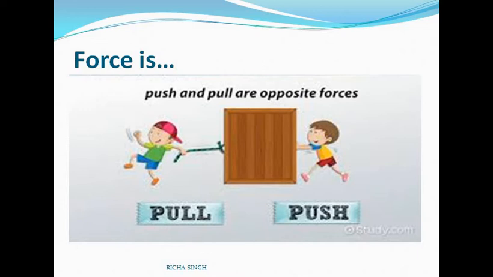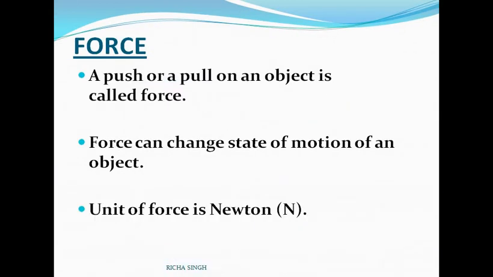Different activities like running, hitting a ball with a bat, jumping. Here we are changing the state of motion. Either the object is moving at a faster speed or it is getting stopped. So how do these things happen? They occur due to force only. Okay. So let's discuss more about force.